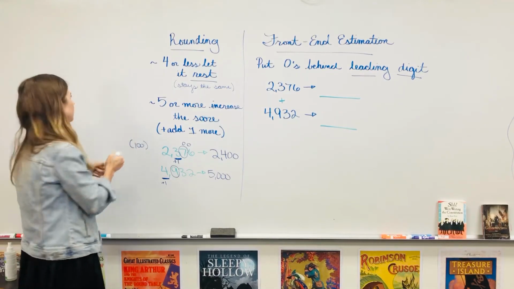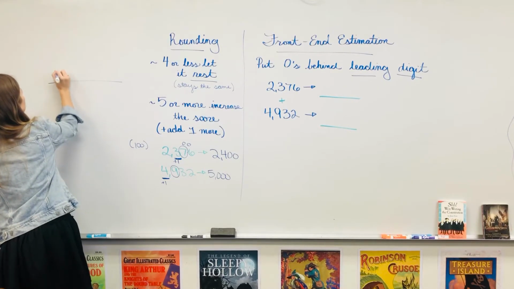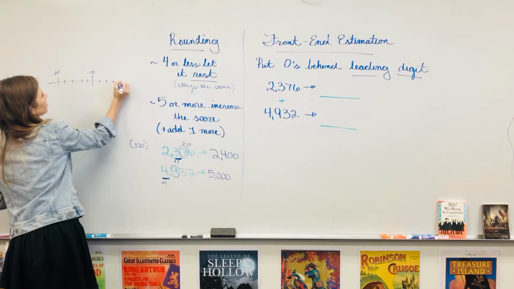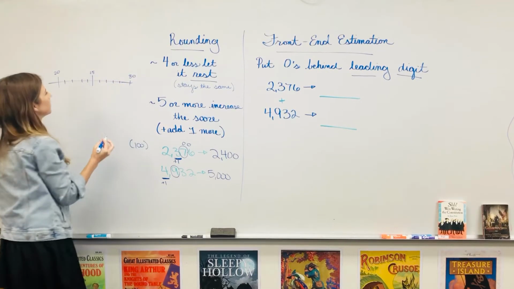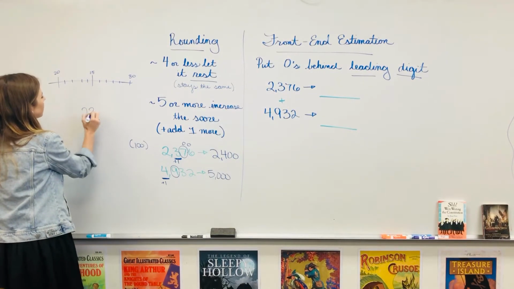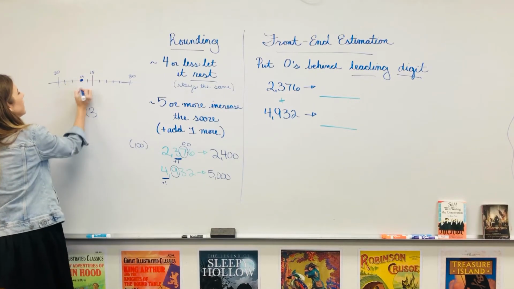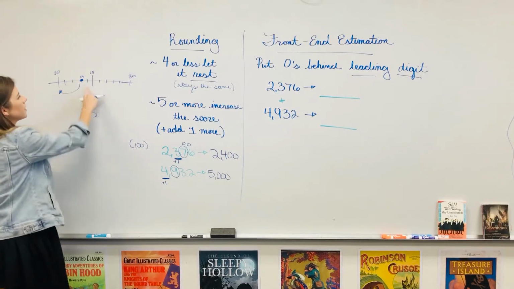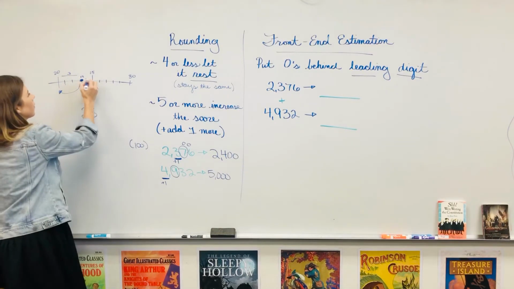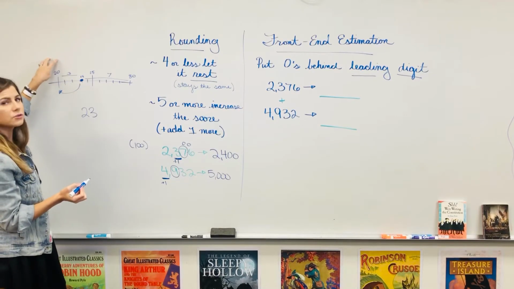So you can often think about rounding on a number line. Okay? So let's say 20, 21, 22, 23, 24, 25, 26, 27, 28, 29, 30. Okay, and we have the number 23. Now 23 is much closer to 20 than it is to 30, right? It's only 3 away from 20, where it's 7 away from 30. So it would round to 20, it's much closer.